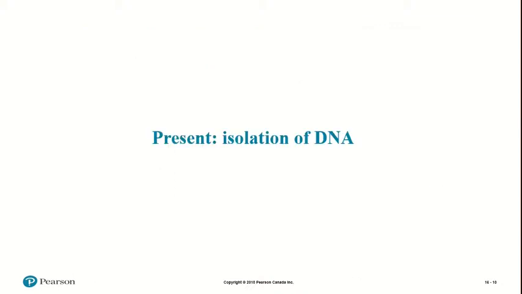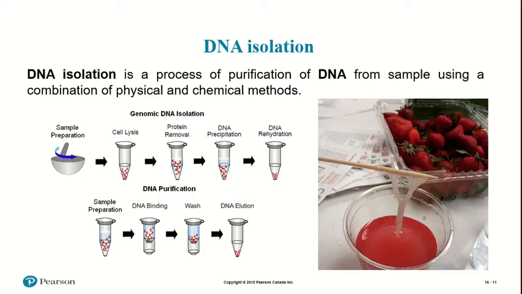And now let's talk about the present, how we isolate DNA right now. DNA isolation is a very easy technique, and maybe in high school you were able to isolate DNA. It's a process of purification of DNA from samples using a combination of physical and chemical methods. You can go to YouTube and find a video of how to extract DNA from strawberries. You just need detergent to break the membrane, a spoon of salt, water, and alcohol, and you can get a structure like this, all the DNA found in the strawberry.